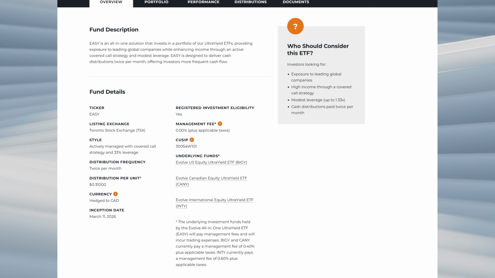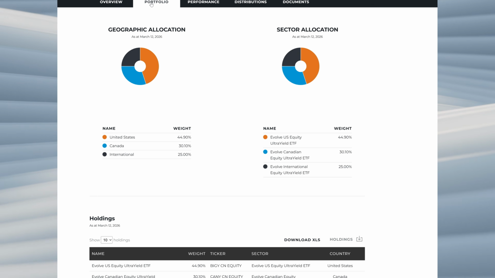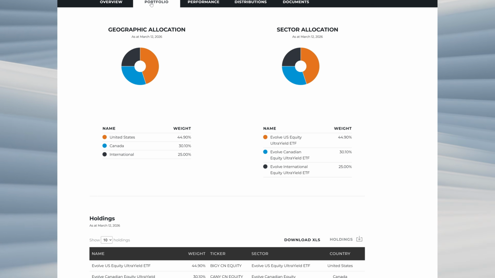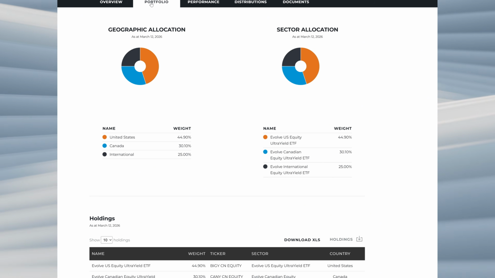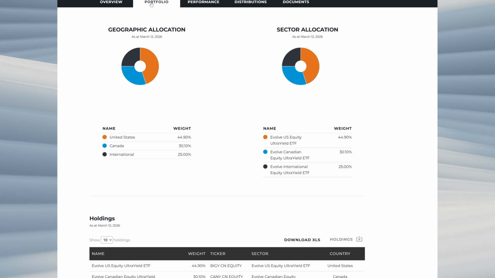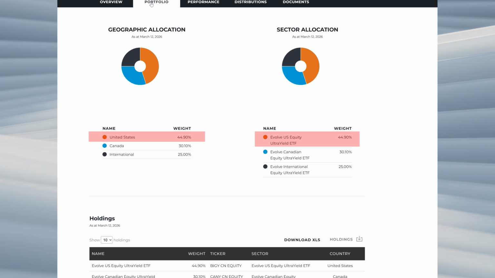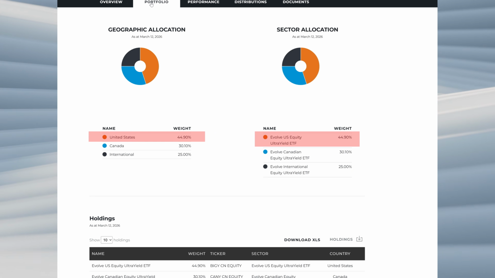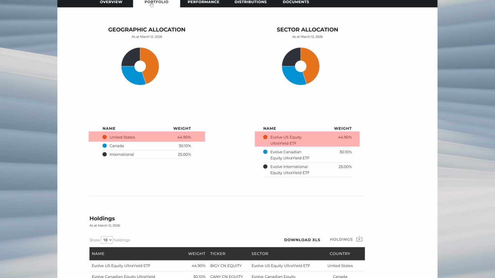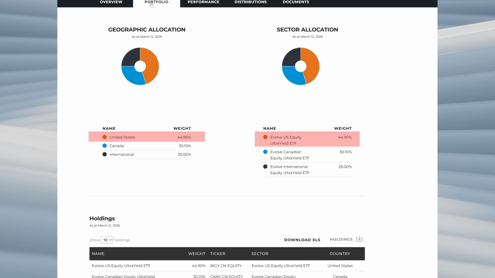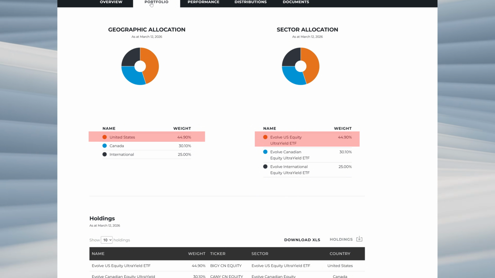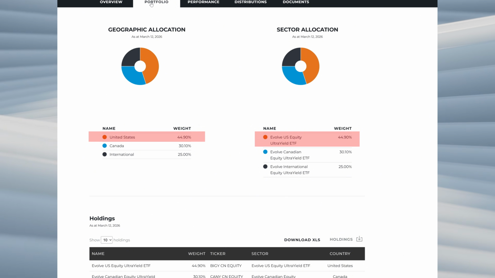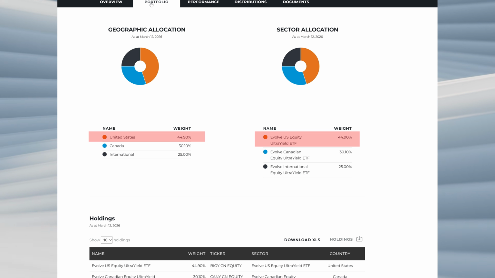EASY's design logic is quite transparent. It maps 3 major global markets directly to Evolve's 3 core UltraYield ETFs. We can break it down from 3 perspectives. First, the largest component is the US market at 44.9%. This is represented by BIGI, Evolve US Equity UltraYield ETF. Its portfolio consists primarily of the Magnificent 7 plus several high volatility names, such as Coinbase and MicroStrategy, which holds a massive amount of Bitcoin.